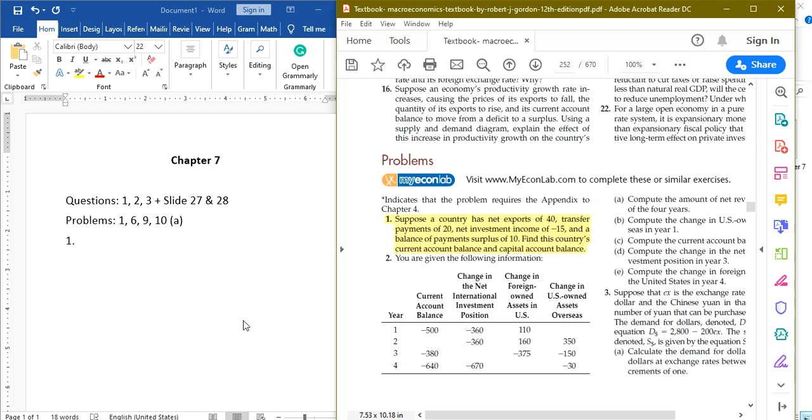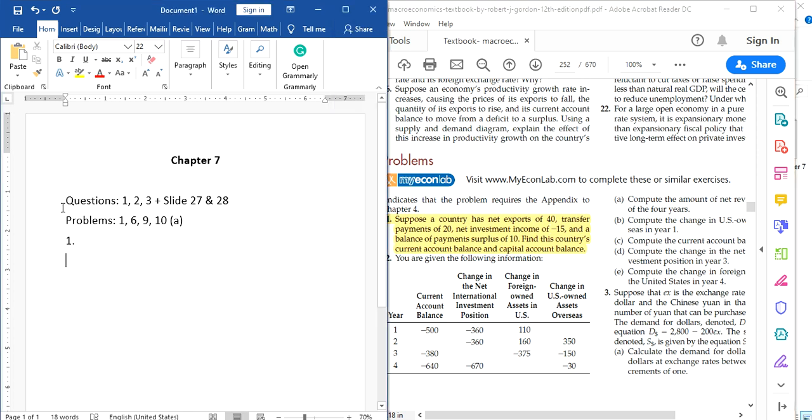Hello again. So after we finish the chapter, here is the practice of it. Basically, you are responsible for question 1, question 2, question 3 from the end chapter questions, plus slide 27 and 28, which are very important anyway, so I wanted to mention again here.